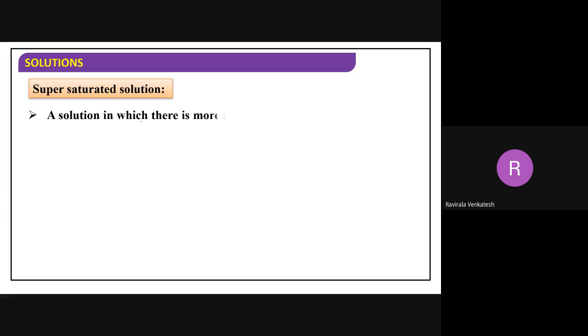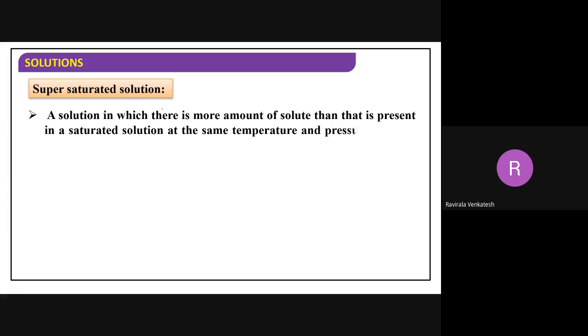Now let me see the supersaturated solution. A solution in which there is more amount of solute than that present in the saturated solution. That means the amount of solute is more, something like this. Then it is called a supersaturated solution. Here we are going to get the precipitate. The precipitation will be formed in the solution in the case of supersaturated solutions.